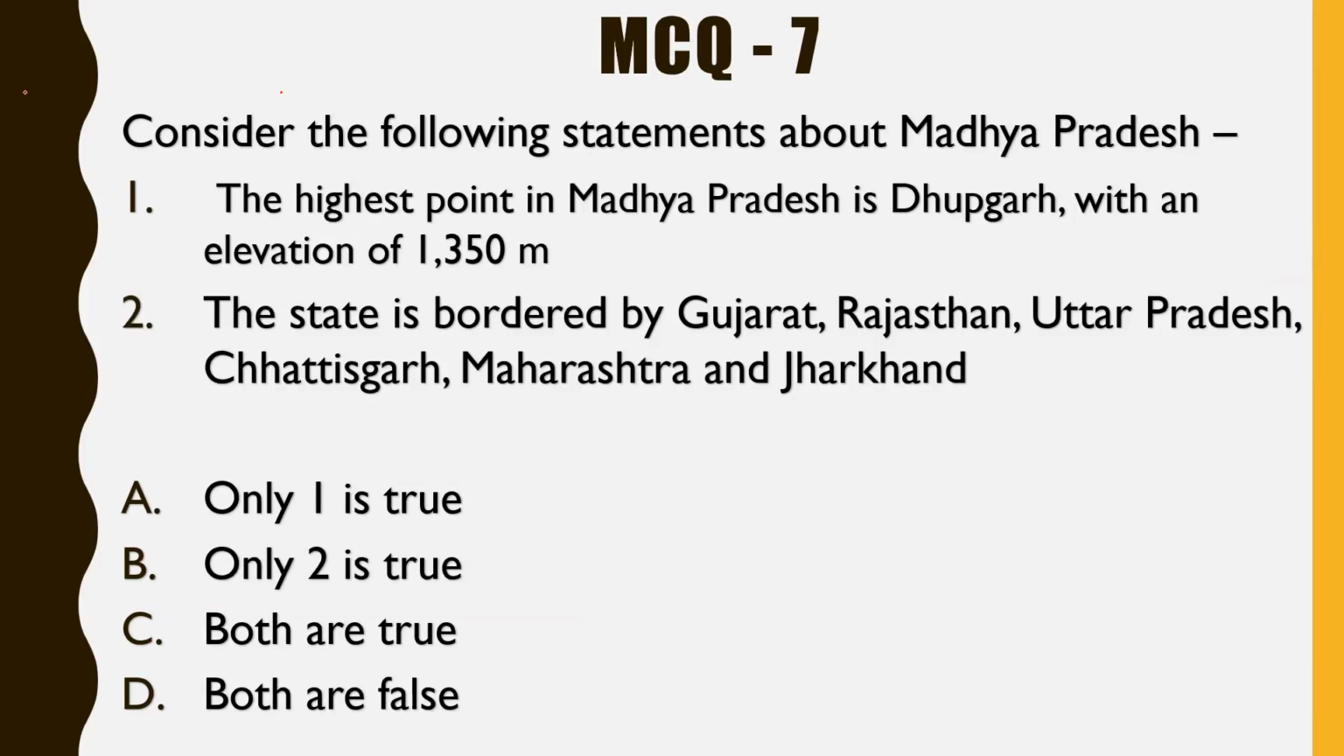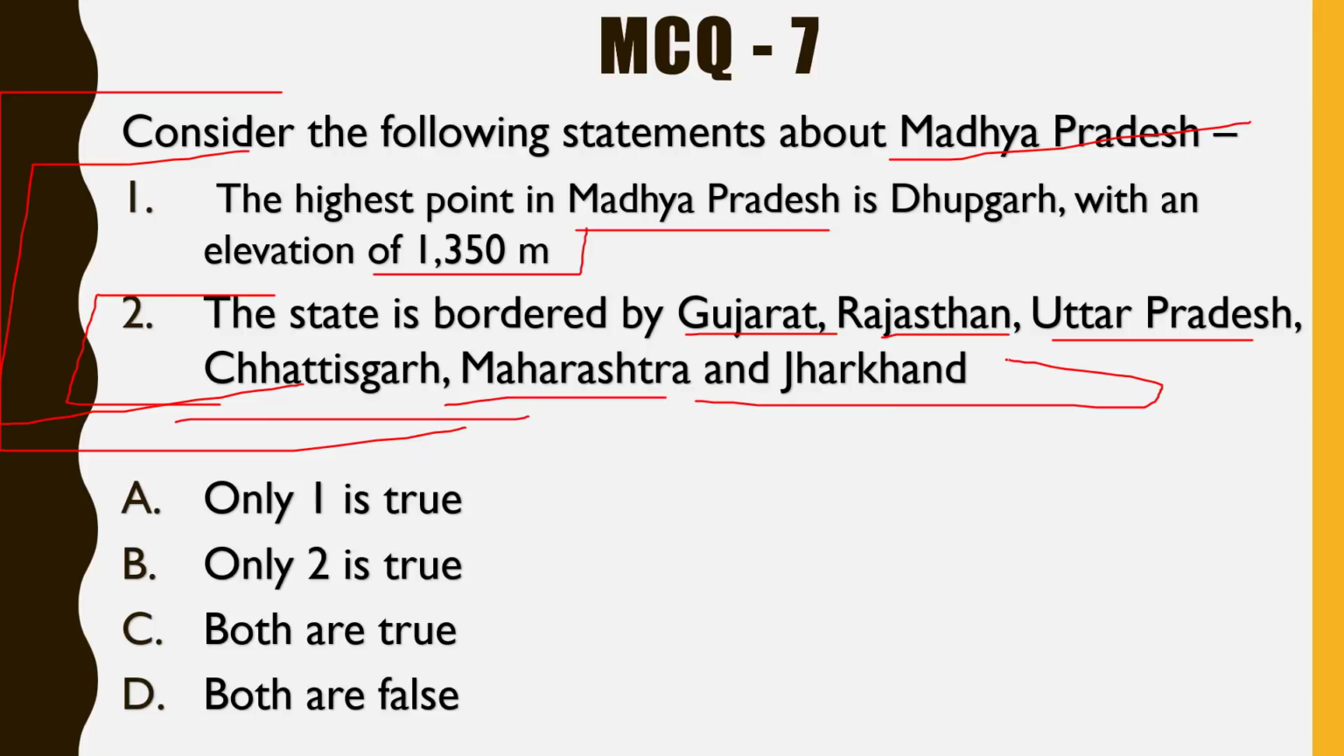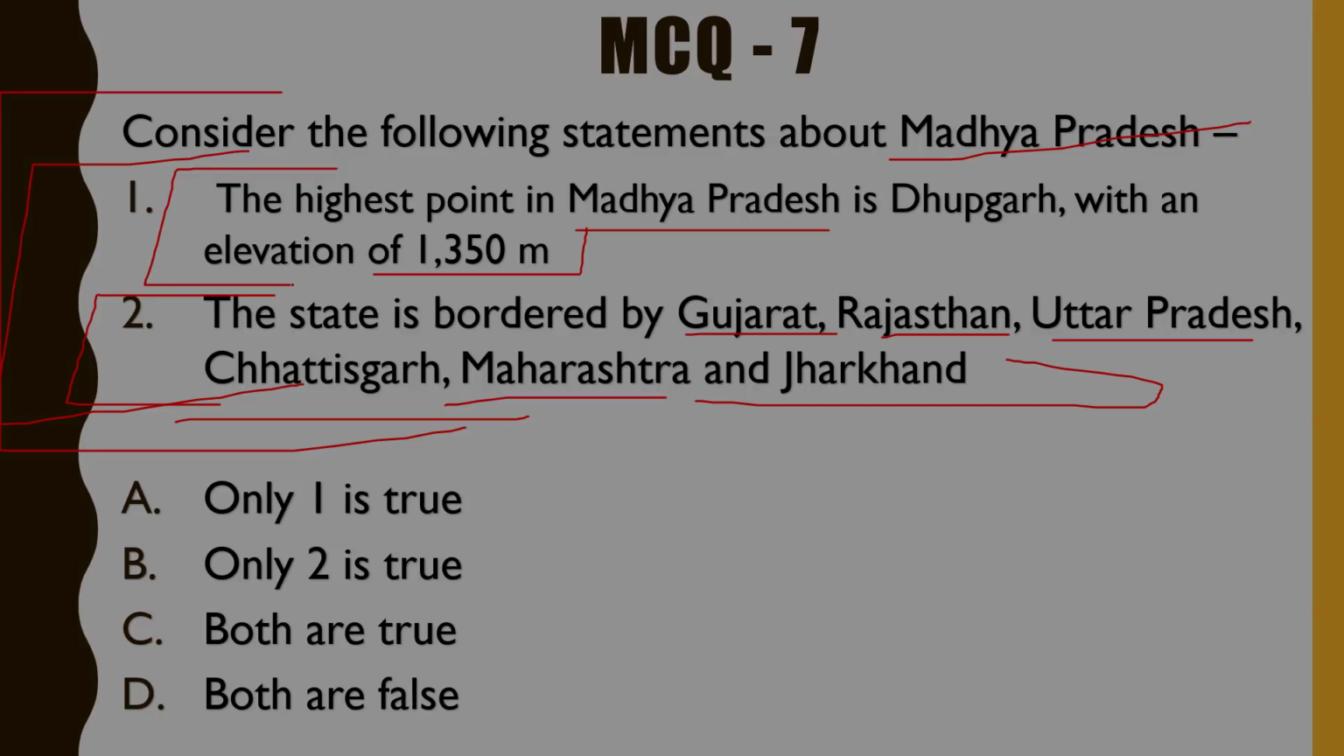Moving on. Question number 7 says, consider the following statements about Madhya Pradesh. The first statement is, the highest point in Madhya Pradesh is Dhupgarh, and it has an elevation of 1350 meters. The second statement is, the state of Madhya Pradesh is bordered by Gujarat, Rajasthan, Uttar Pradesh, Chhattisgarh, Maharashtra and Jharkhand. So let's find out where is the highest point in Madhya Pradesh.